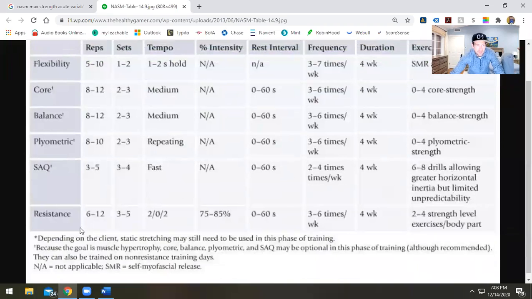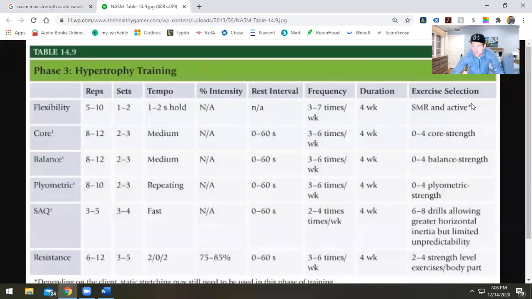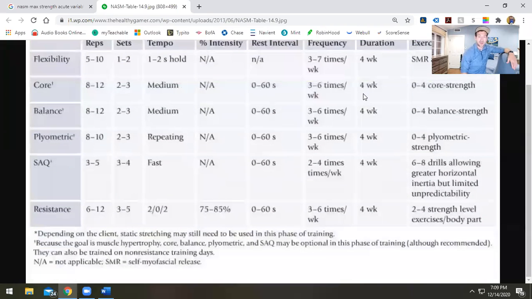You'll notice one of them is up on the flexibility section. See how there's a little asterisk here? So remember earlier I said if your client's in strength, you should be doing active stretches, right? They're in strength. You don't want to reduce their strength. Static stretches, that autogenic inhibition, it leaves our muscles groggy. You don't want that for a client who's trying to lift heavy. Well, when do we break that rule? Take a look here, this little asterisk. Depending on the client, static stretching may still need to be used in this phase of training.